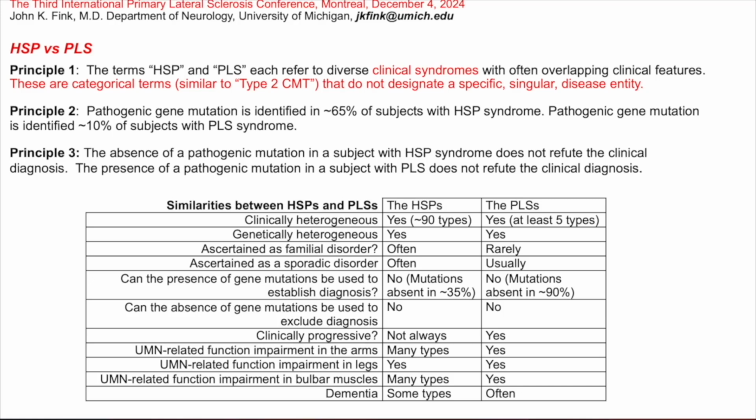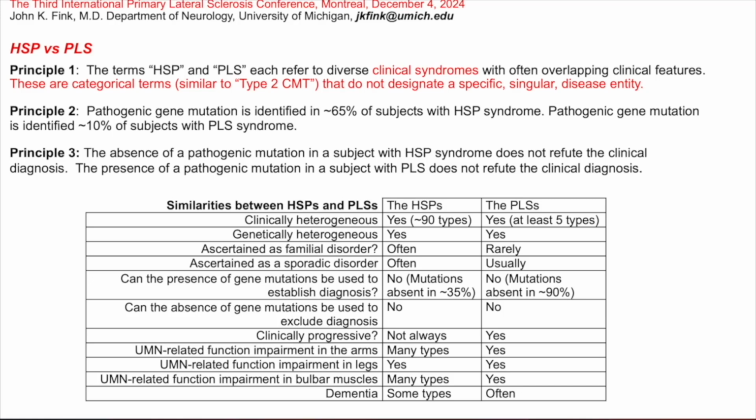That's two types. Then there's typical PLS, the most common form: slowly progressive leg spastic paraparesis, followed by upper extremity involvement and bulbar muscle involvement. That's the most common. But then there are people with bulbar onset. Occasionally there are people with, very rare, I've seen at least one, hemiparetic PLS. That's been described. So PLS itself is clinically heterogeneous.